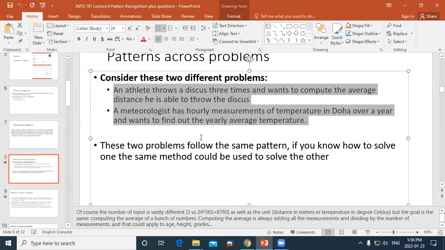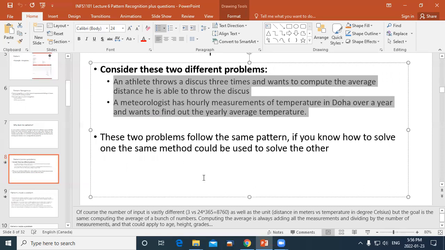So the pattern which is there is we get a lot of numbers, and we get the average of those numbers. The way that we would do that would be the same in both cases, right? Get the total, divide by the count. And we could write a computer program to do that.